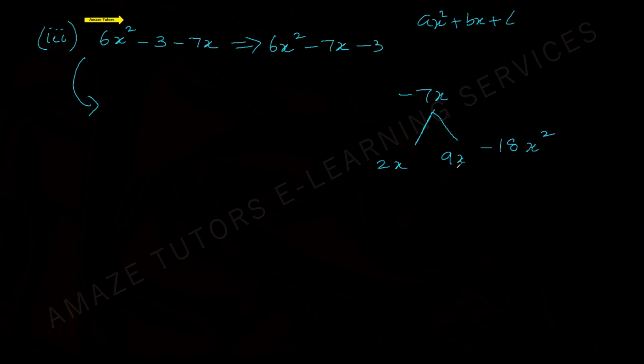And to check which term has a negative sign, look at this. It's negative 7x. So obviously, if the answer is negative, the larger number should be negative. That's why negative here. So use these two terms and split the middle term. Negative 7x can be written as positive 2x, negative 9x, minus 3.